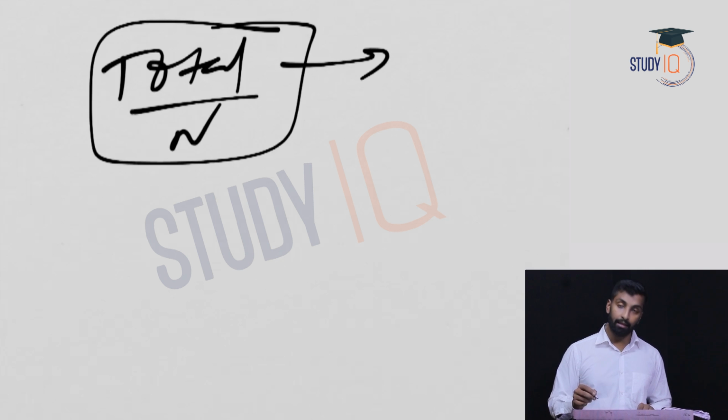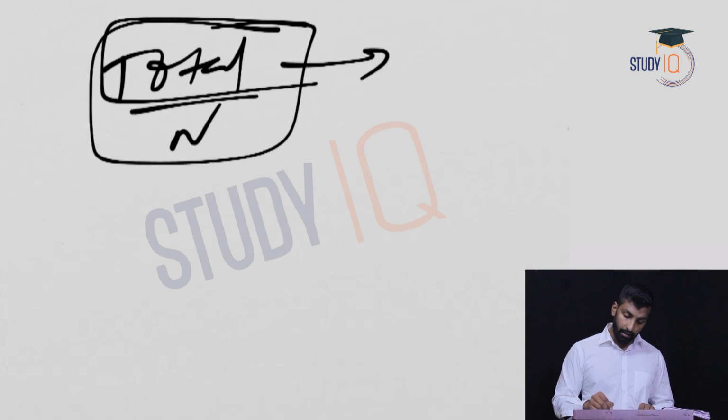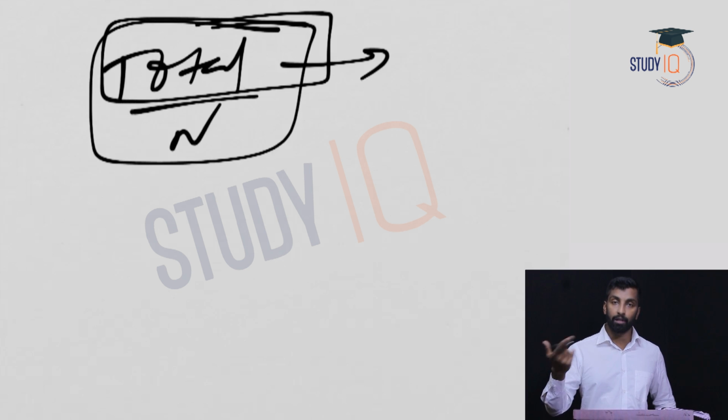So if you need to find the average mark of a group of students, the total mark that you will get by adding all the marks, divided by the number of students. If you need to find the average age of a group, you will add all the ages divided by the number of people who are involved. If you need to find the weight, you add all the weights and divide by the number of people involved, right?